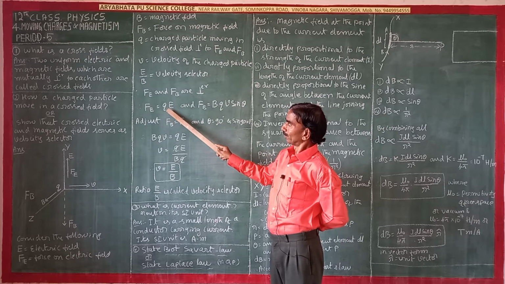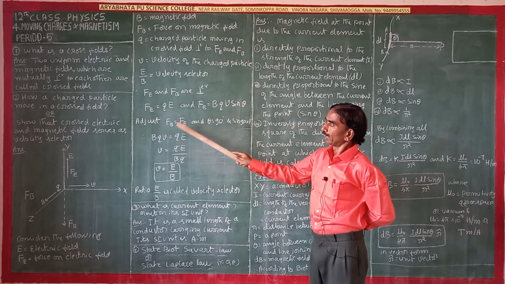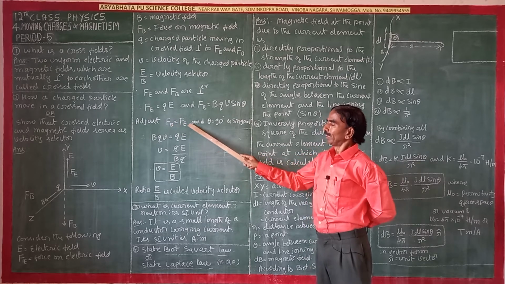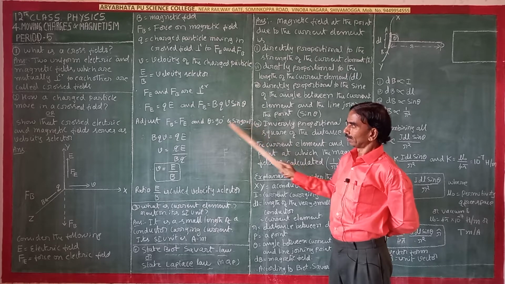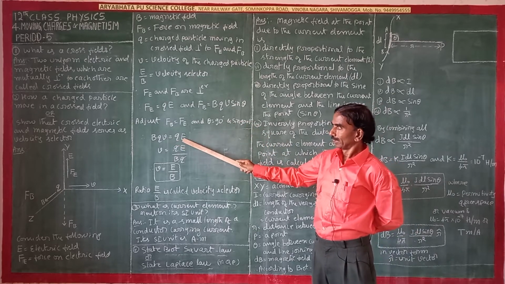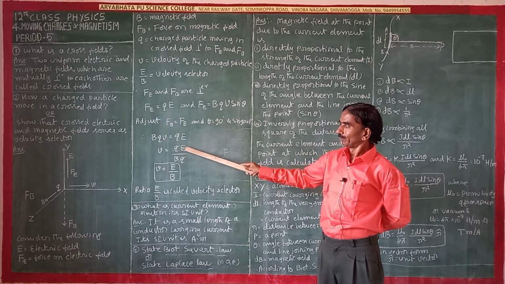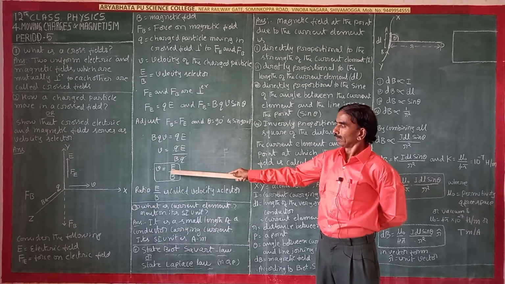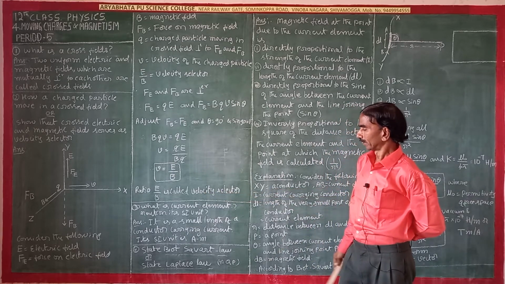Fb is equal to BQV sin theta, and Fe is equal to QE. Equating Fb and Fe, theta is equal to 90 degrees and sin 90 is equal to 1. So BQV is equal to QE, and V is equal to QE by BQ. Q and Q cancel, so V is equal to E by B. So E by B is called the velocity selector.